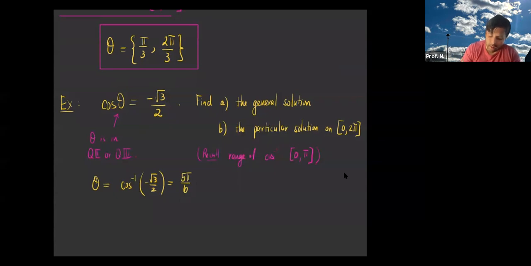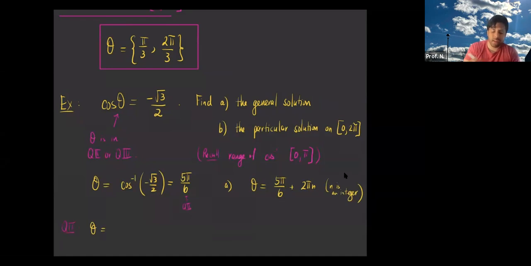And of course, this is part A. So this will be theta is equal to 5 pi over 6. And then I would add 2 pi n, and n is an integer. But this is only in quadrant 2. I also have an angle in quadrant 3, pardon me. So if my angle is 5 pi over 6, what's going to be the angle in quadrant 3?